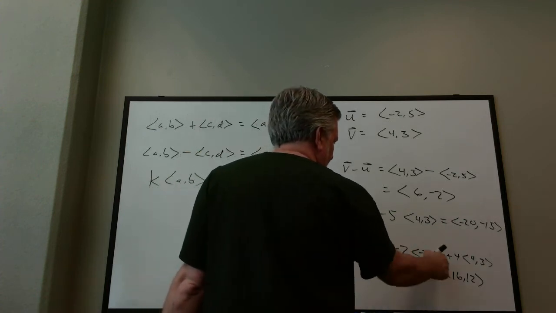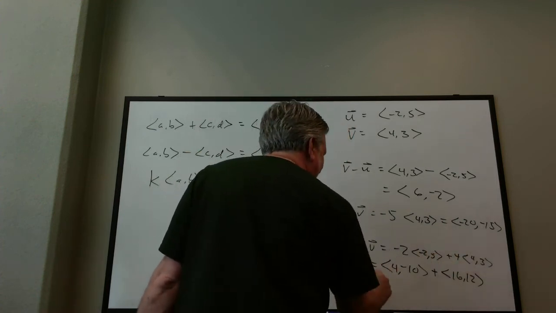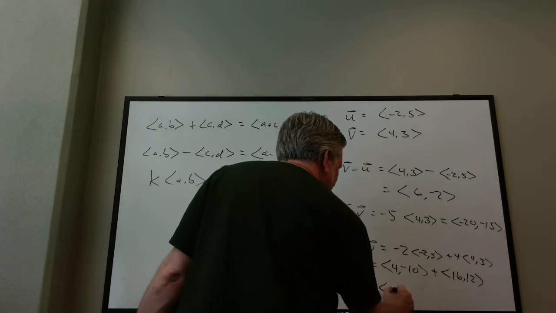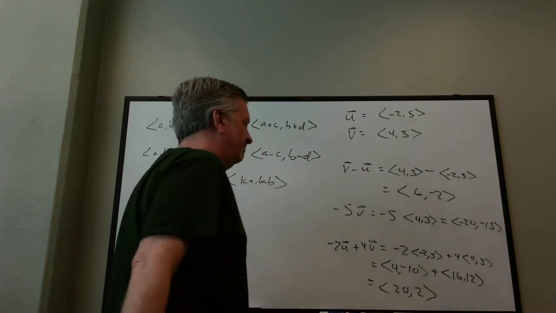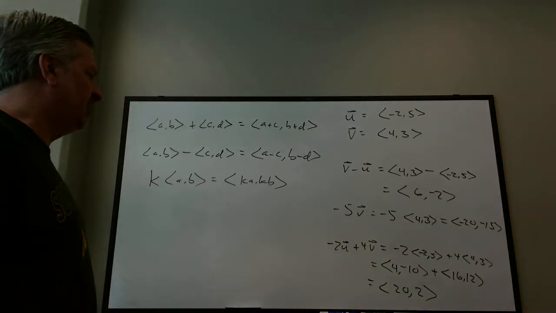Let me check. 4 minus 10, 16, 12. And then add vectors, you add component-wise. 4 and 16 is 20. Negative 10 plus 12 is 2. So it's the vector 20, 2.